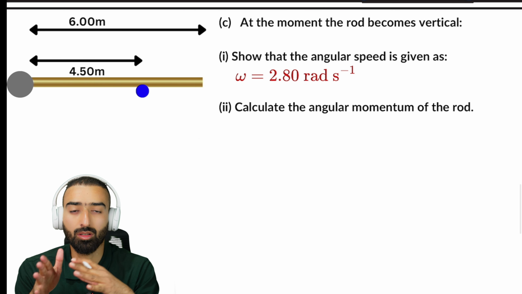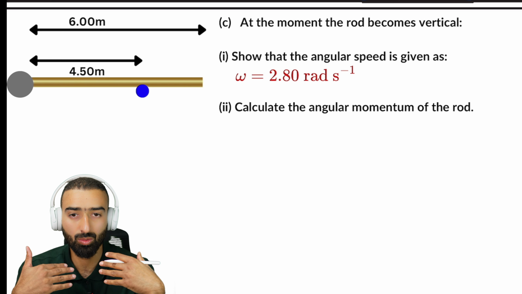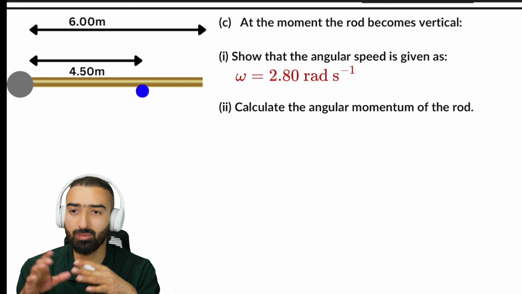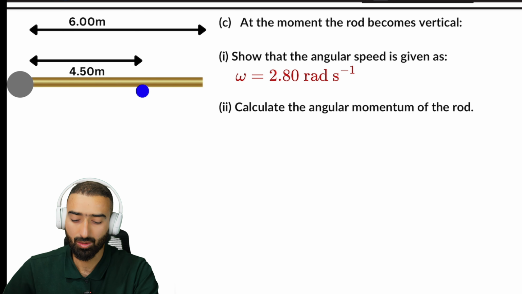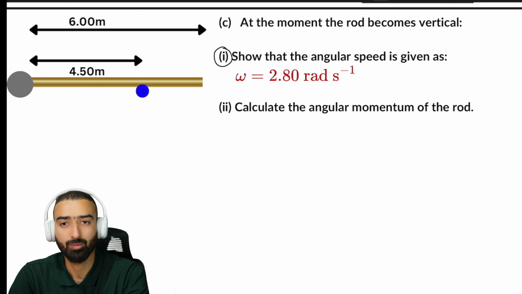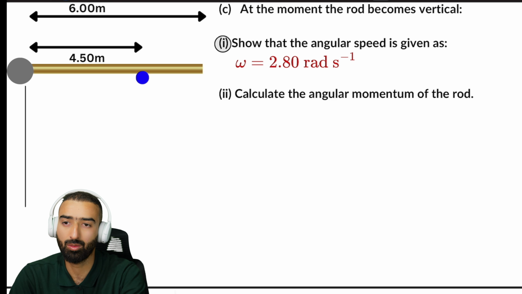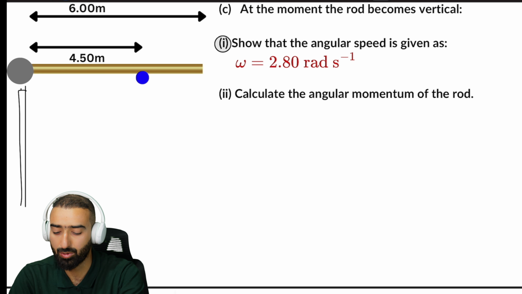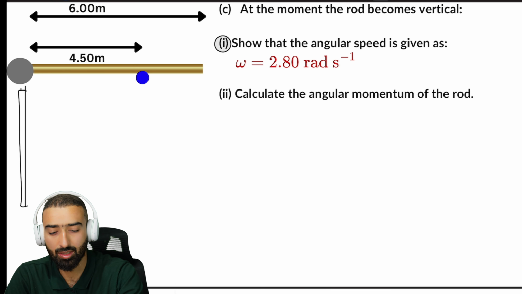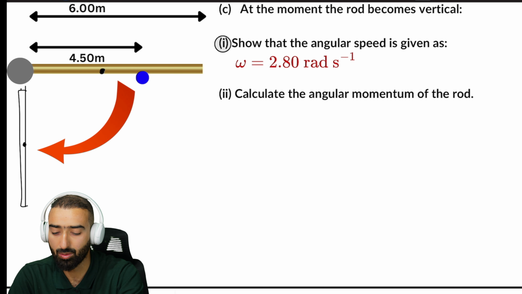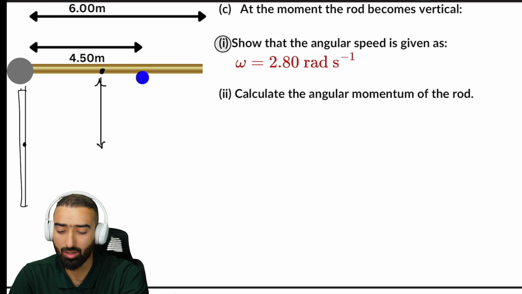At the moment the rod becomes vertical, show that the angular speed is 2.80 and calculate the angular momentum of the rod. All right. So how do we solve this problem? We can use energy conservation. So when the rod swings down and reaches its vertical position, what happens to its center? The center is over here and the center is over here. So what's the distance the center has fallen? The distance the center falls is half the length of the rod, that's 3 meters.